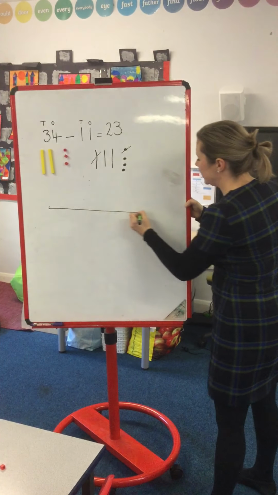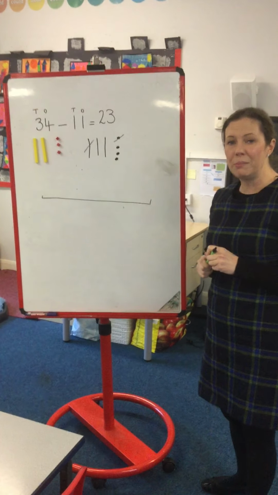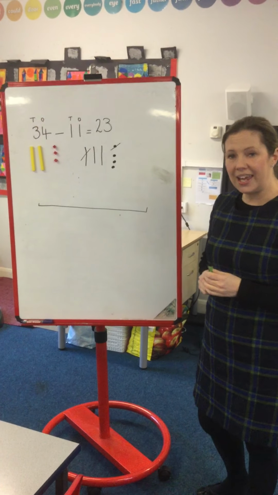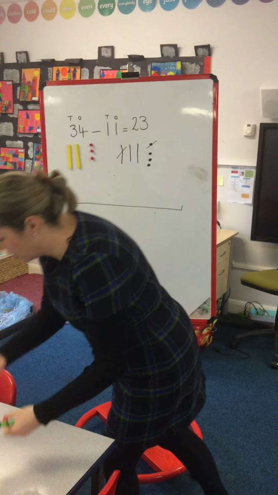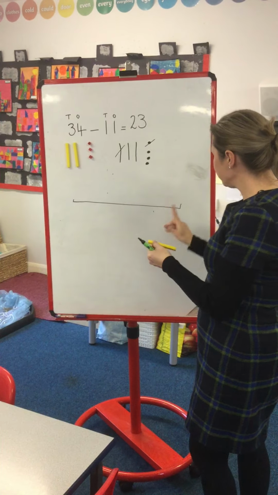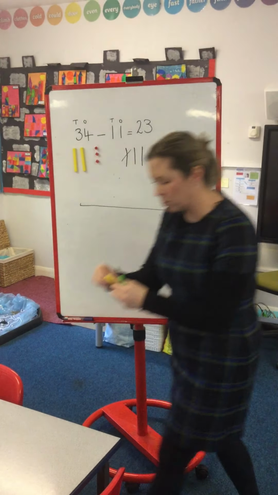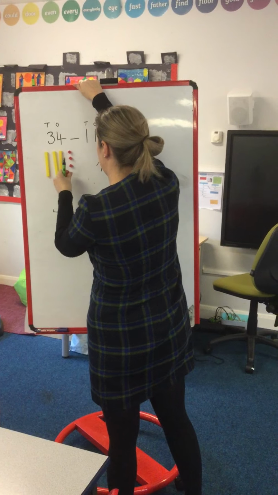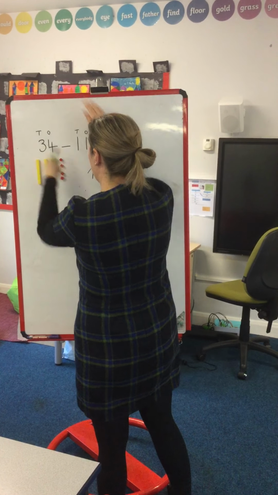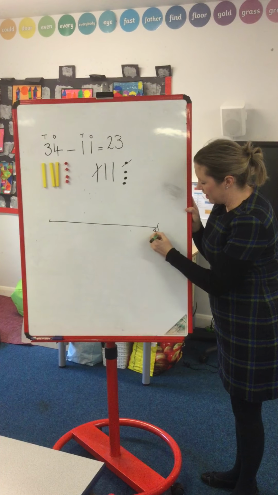Now, mums and dads, what we do find with this is when the children come to do this on the number line, if it is a little bit tricky, it's a really good idea to do it alongside the concrete resources, because they can see what you're doing on here and how it's exactly the same as what we did with the concrete apparatus. So if I put those back on a second, I'll show you what I mean. Right, so we've got our 34, and we're going to put 34 at the end of our number line.